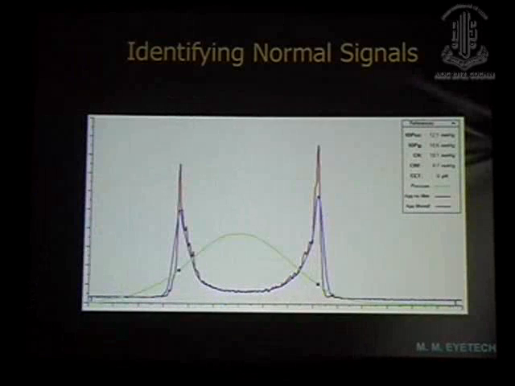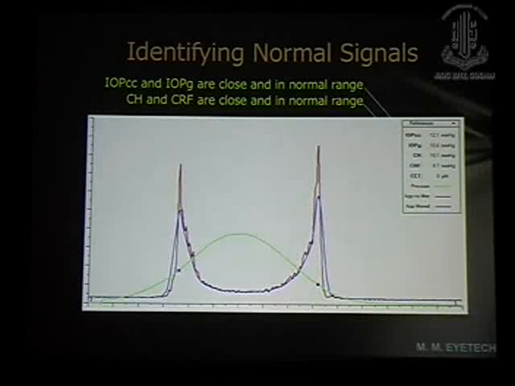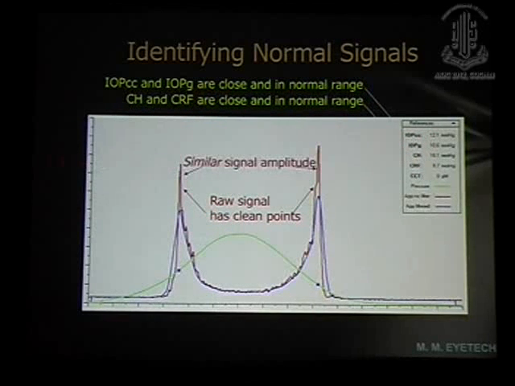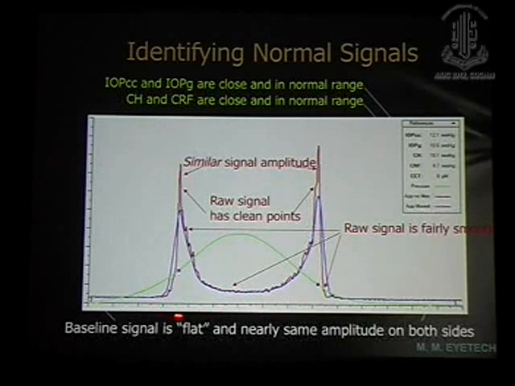When we look at the signals thrown up by these machines, you can see that in the normal signal there is a close relation between the CH and the CRF. The raw signal has nice clean peaky points. It has similar amplitudes on the in and out sides, and the raw signal is fairly smooth with hardly any bounce. The baseline signal is also flat and has the same amplitude.